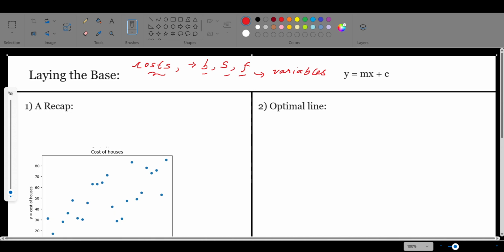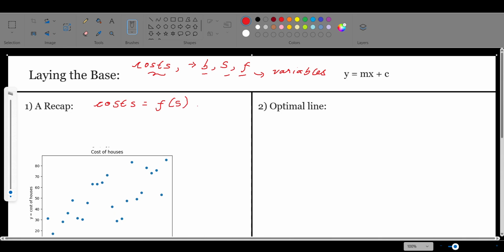So let's talk about this sentence in a little more detail. But instead of taking three variables, we are only going to use one variable, and that variable is square foot area. You could use any of them, but for this example, I'm using square foot area. So let's say cost is some sort of a function of S, or square foot area.